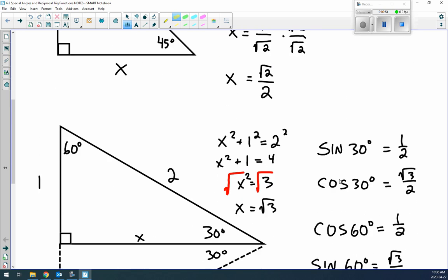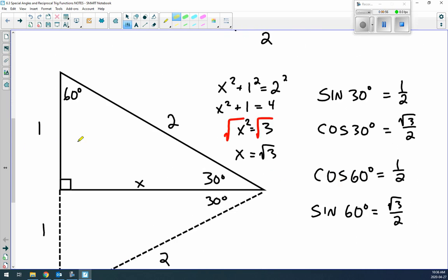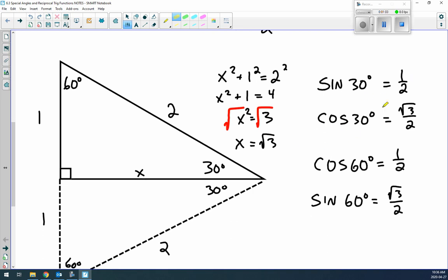And then we do the same thing for 30 and 60. We break down the triangle, we use Pythagorean theorem, and we find out the sine of 30 is a half. The cosine of 30 is root of 3 over 2. And then if you look, cosine of 60 is a half. Sine of 60 is root of 3 over 2. Now, this is useful to know when we're setting up our unit circle.